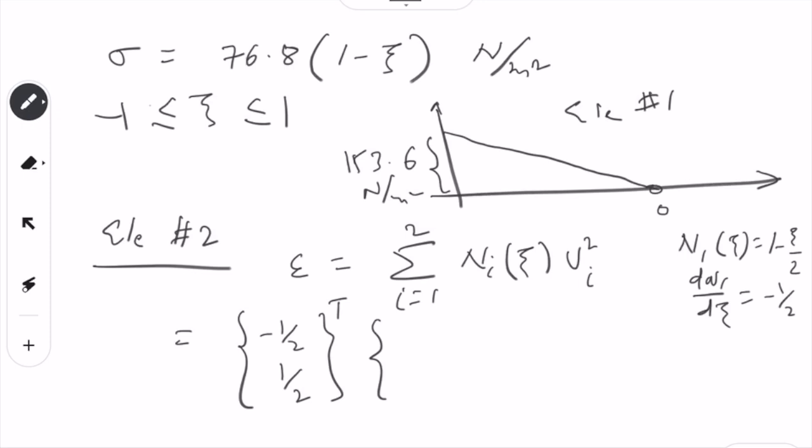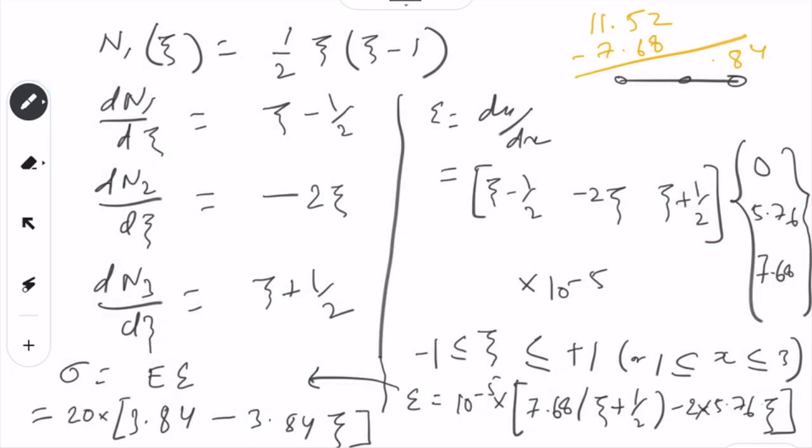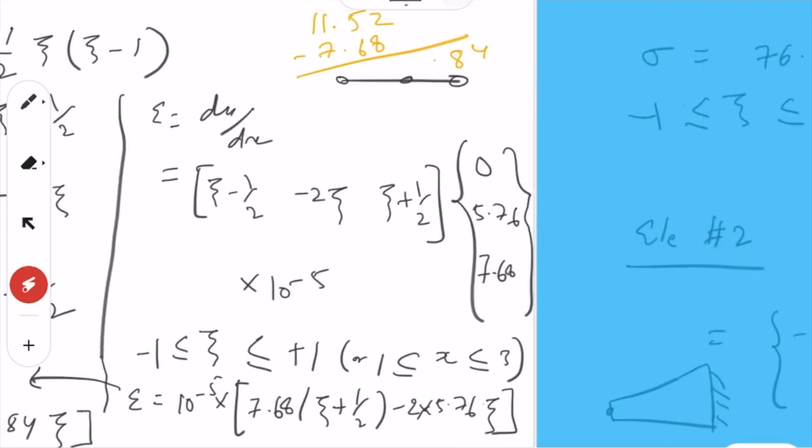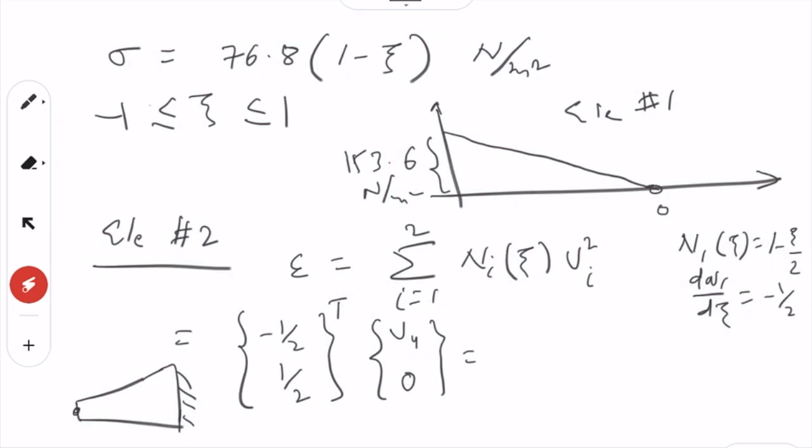So our values u1 u2 are nothing but, if you see the element, we had it like this, and the other end is fixed, so number 2 is fixed. Number 1 is the same value as u4, right? So this is the u4 basically. So the u4 is this 3.76. So we have basically half.